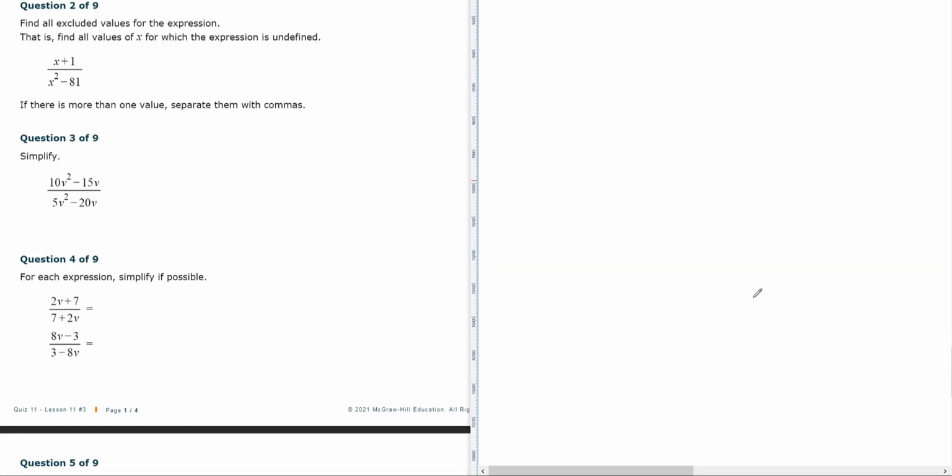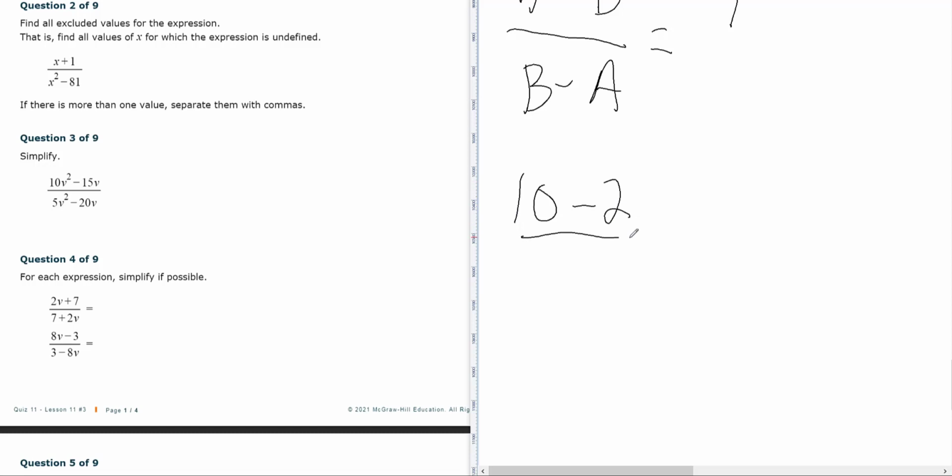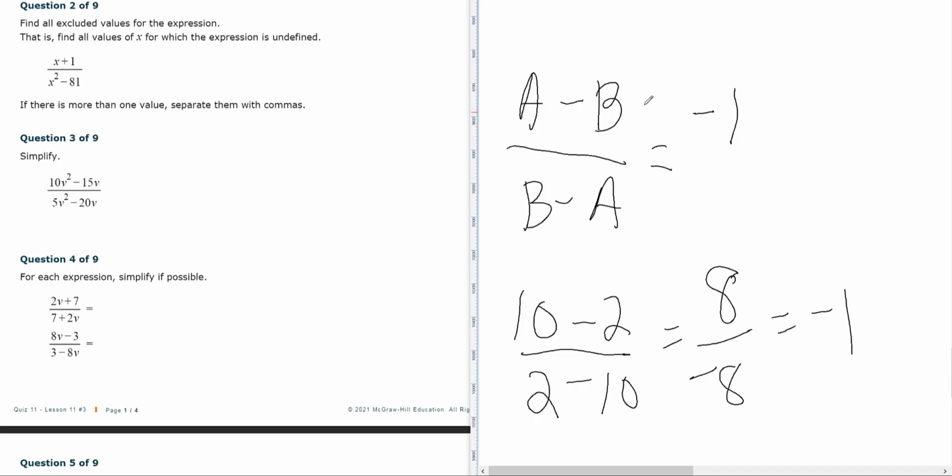And here's the tricky one. If I have A minus B over B minus A, that actually will reduce to negative 1. Let me give you an example. 10 minus 2 over 2 minus 10 is 8 divided by negative 8, and so it's going to reduce to negative 1. So opposites, meaning it has to be in the opposite order, will reduce to negative 1.